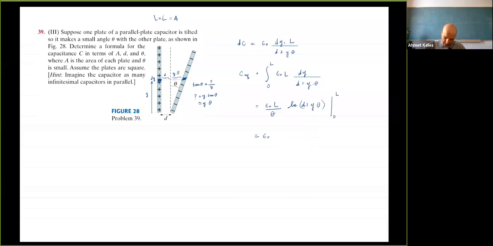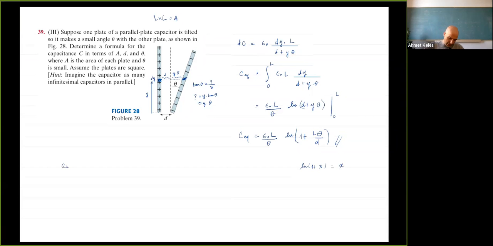This thing is equal to epsilon 0 L over theta ln of d plus L theta divided by d, or we can write it a little bit nicely, 1 plus something like that. Okay, and that's it, right? Maybe actually I can simplify this. So ln of 1 plus x is approximately x.